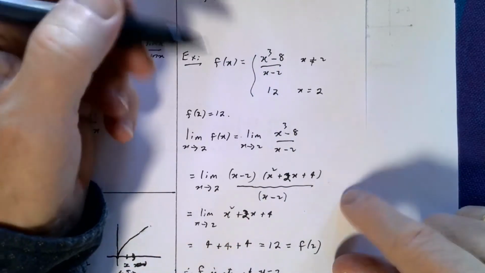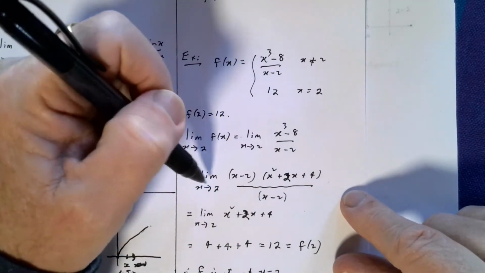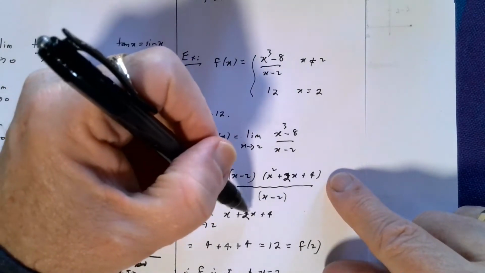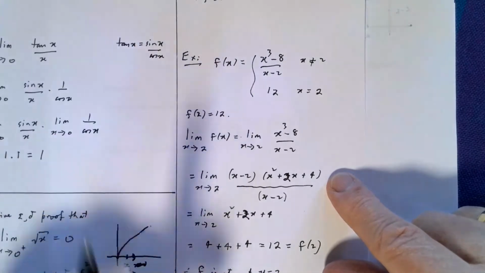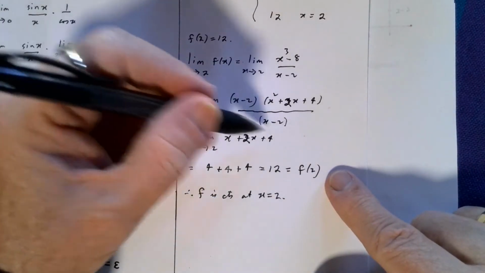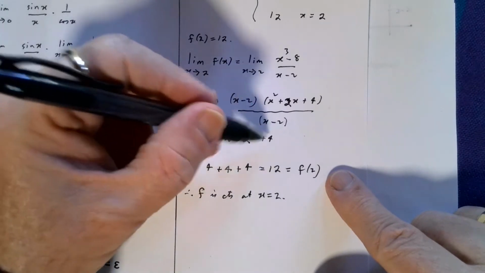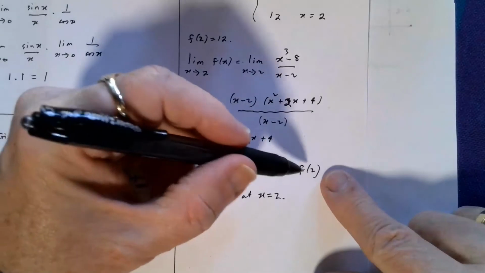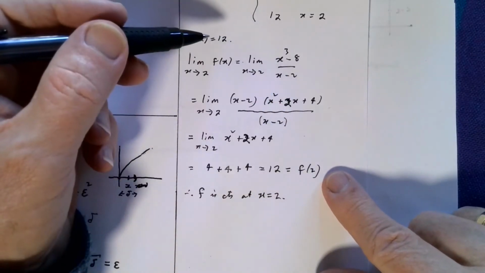x is not 2 at the moment. We're getting close to 2, but x is not 2, so I can cancel these terms out, and I just get x squared plus 2x plus 4. Now I can substitute in x as 2, because nothing wrong with that. I get 2 squared is 4, plus 4, plus 4, which gives me 12. And that was, in fact, the value of the function at 2.